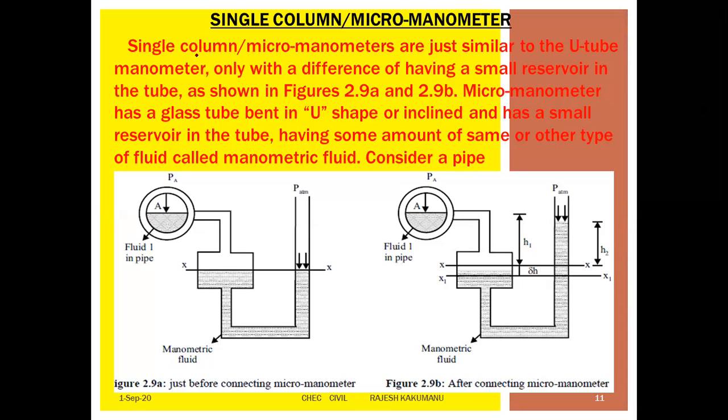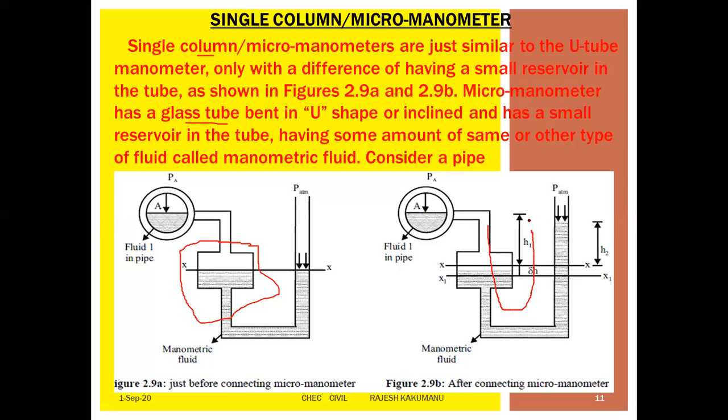So here the single column or micromanometers are just similar to the U-tube manometer. The only difference is that here a small reservoir has been placed, a reservoir in the tube as shown in figure 2.9 and 2.2. A micromanometer has a glass tube bent in the U shape, or inclined, and has a small reservoir in the tube.